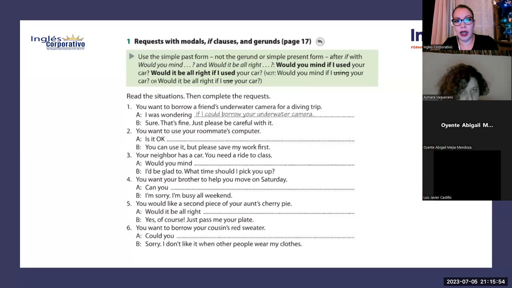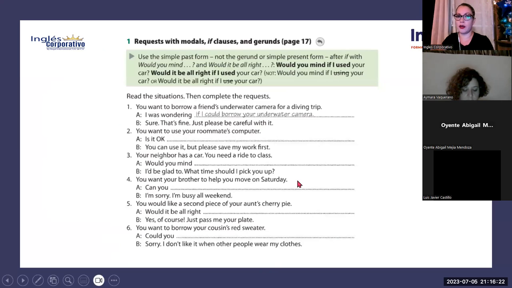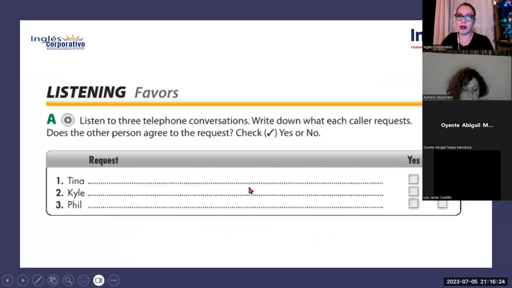Aquí tenemos leer la situación y completar. I was wondering, would you mind, can you, would it be all right, could you, y basándonos en lo que tenemos por ahí. Ahí nos da la situación, luego tenemos que completar el request, y pues ahí están las respuestas. Pero antes, recuerden, aquí está la información en el grammar book, si lo quieren chequear de nuevo, antes de hacer este ejercicio.